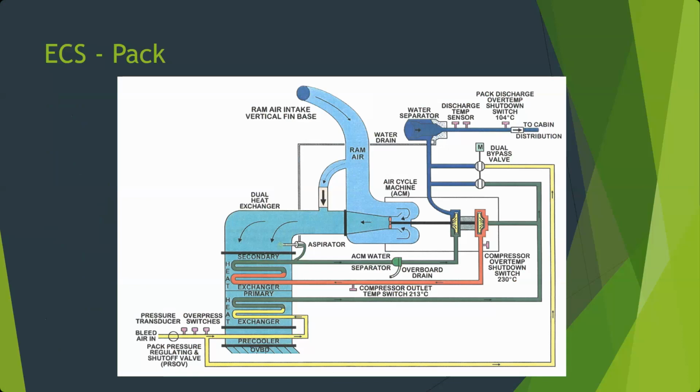But that cool air, now it's cooled down. Here's one water separator. We want to get moisture out of it before it goes in the ACM so it doesn't freeze up the air cycle machine. Okay? And that one drains overboard.